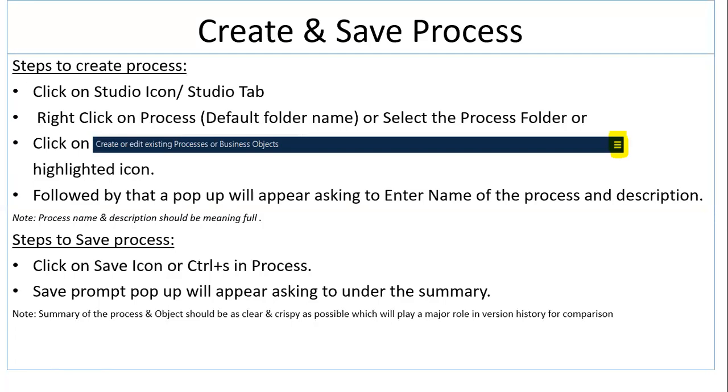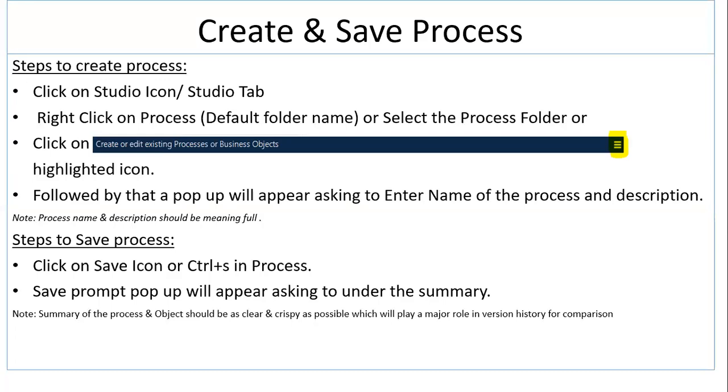So the first step is to click on the Studios icon or Studios tab. As soon as you log in, you will have Blue Prism opened on the home page, and next to that you will have the Studios icon or Studios tab. Just click on that, either by icon or Studios tab. As soon as you click, you will have two options: one is processes and the other is objects.